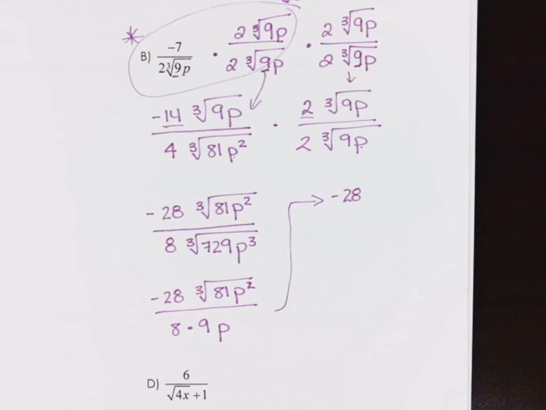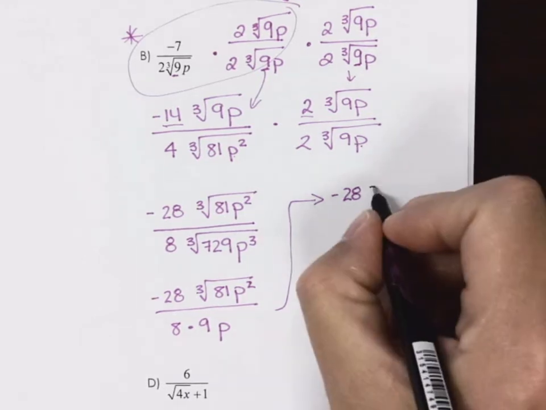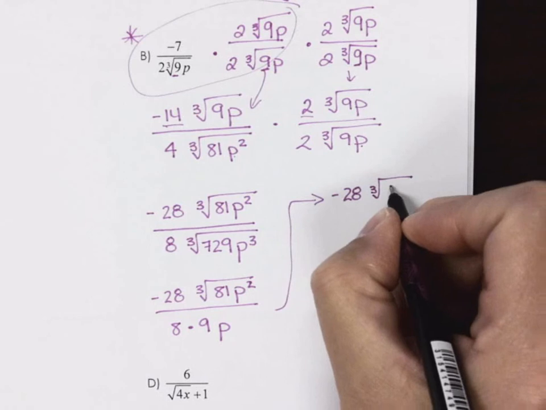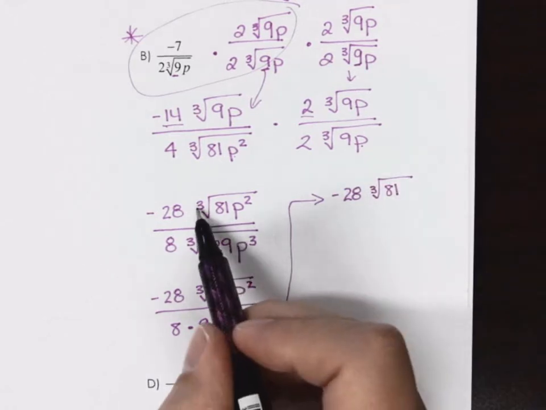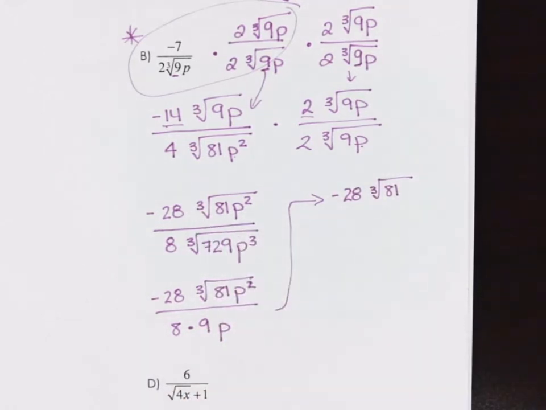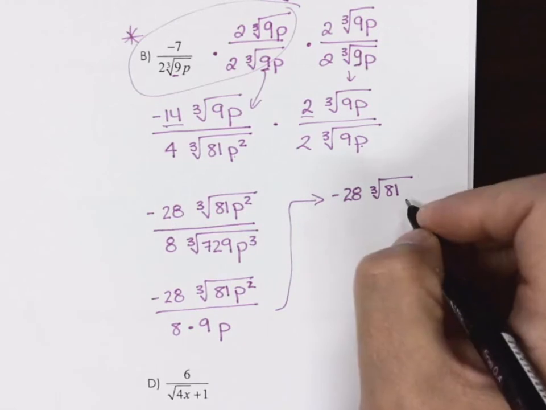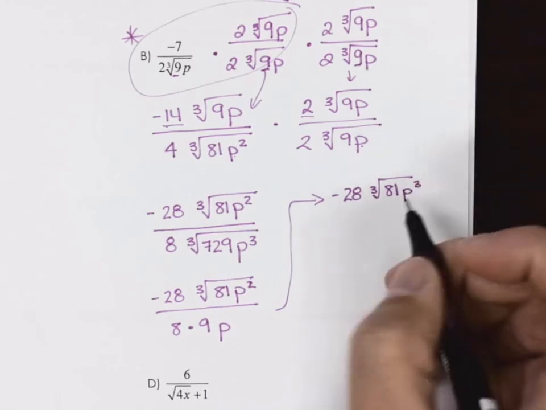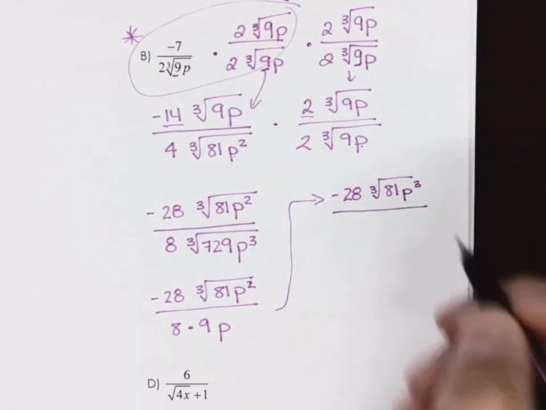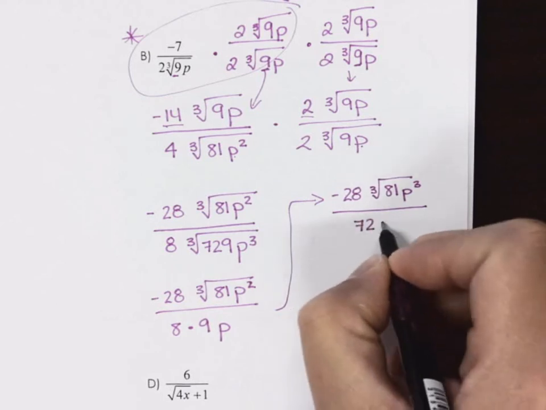That's why I have my perfect cubes and perfect square list at the back of the room, just so at a quick glance I can kind of see what they are. So I can't do 81, so that has to stay under the root sign. Can I take the cube root of p squared? No. So that still has to stay under the cube root sign. And then 8 times 9 hopefully is 72p.